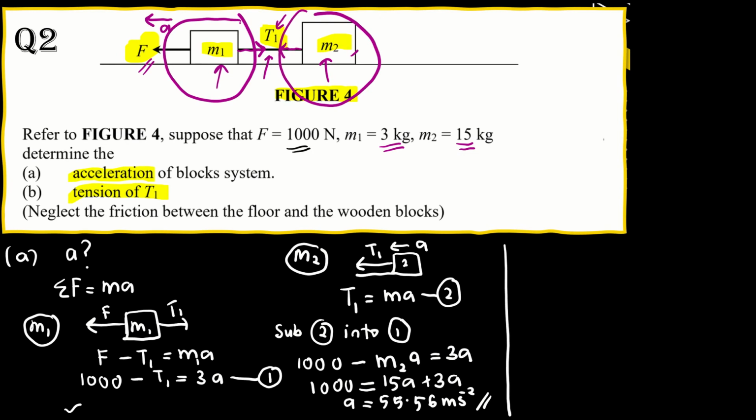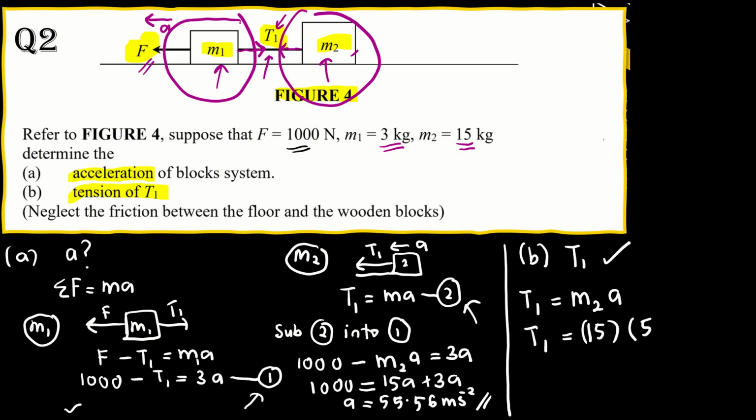For the next question, question B, we want to find the tension T1. To solve this one, we can use equation number 1 and also equation number 2. I choose the shorter one, so T1 is equal to M2a. We have got a from the previous question. Our M2 is 15, our acceleration is 55.56, and finally you get T1 is equal to 3.33 Newton.